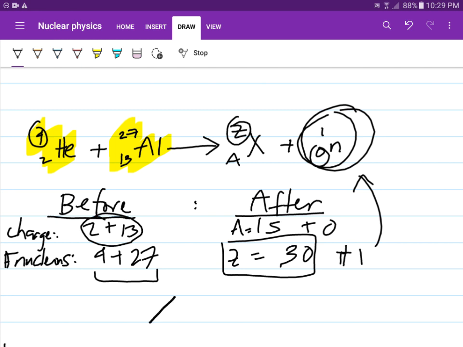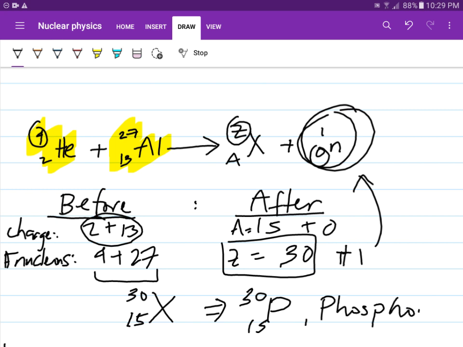So our unknown element should have a mass number of 30 and an atomic number of 15. So this element is phosphorus. That's how you solve a nuclear reaction.